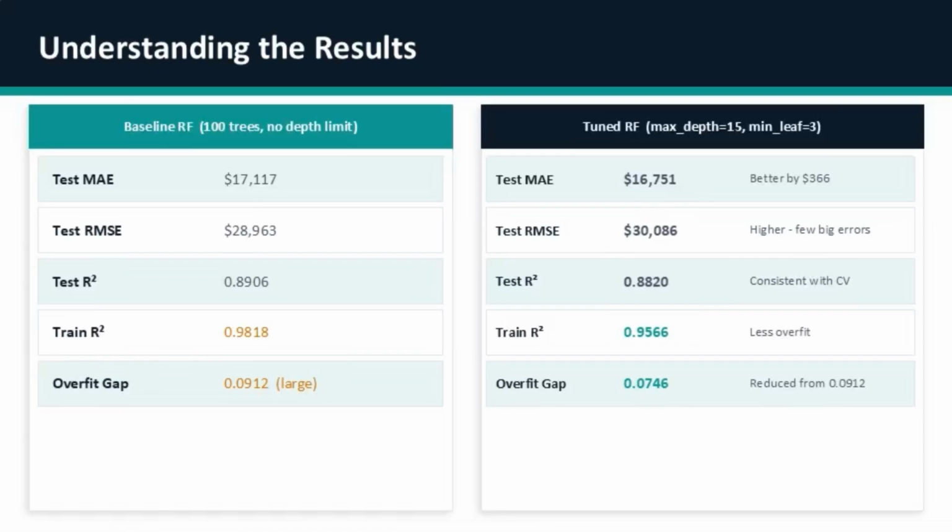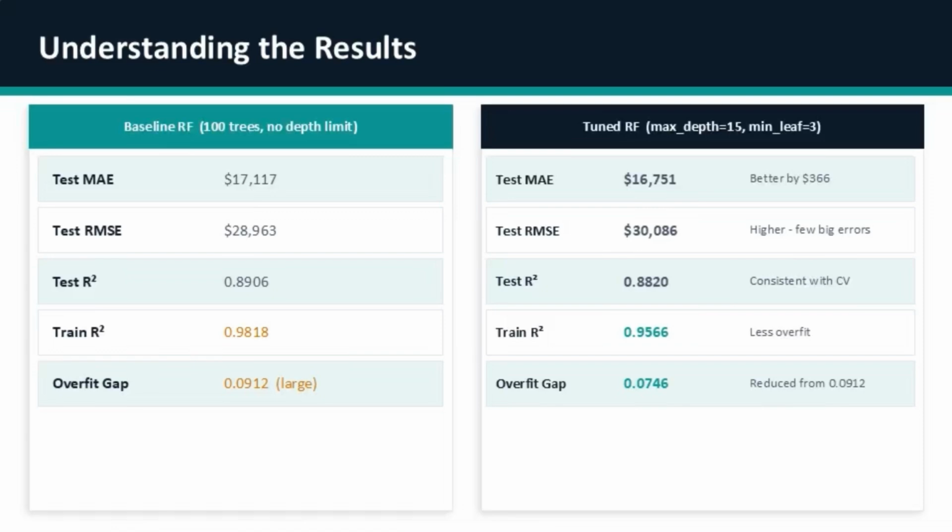Now, you might notice the tuned model has a slightly higher RMSE than the baseline, and this is worth explaining. MAE improved by $366, meaning the tuned model makes smaller errors on average, but RMSE penalizes large errors more heavily, and a small number of high-value properties were predicted less accurately by the tuned model, inflating its RMSE slightly.